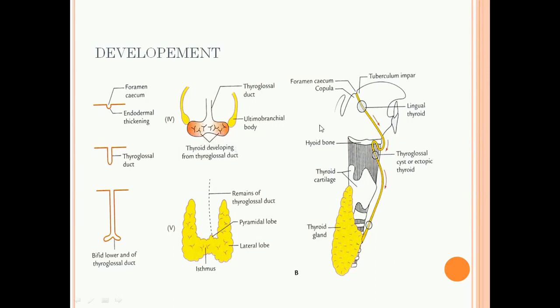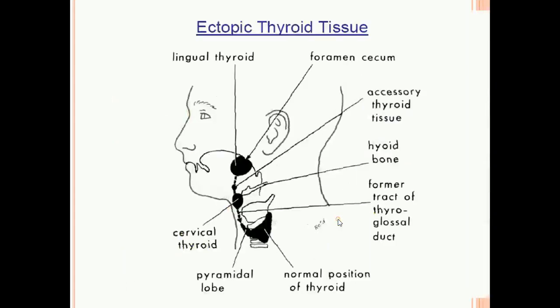This is the formation of the tuberculum impar of the tongue and the foramen cecal area. From here it has descended down below the hyoid bone and within the thyroid cartilage, and later on it has developed into a gland within the thyroid cartilage.